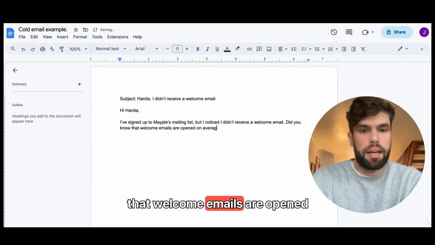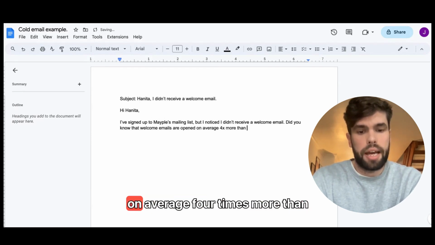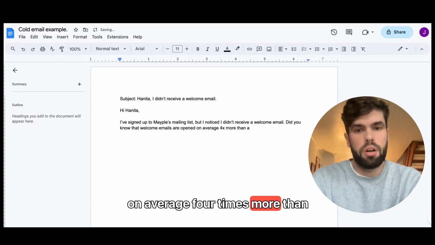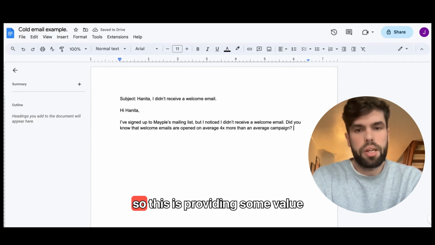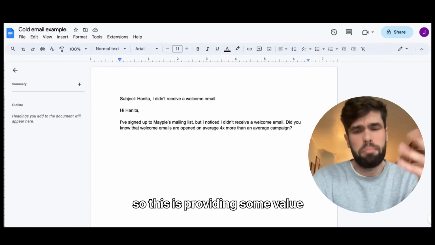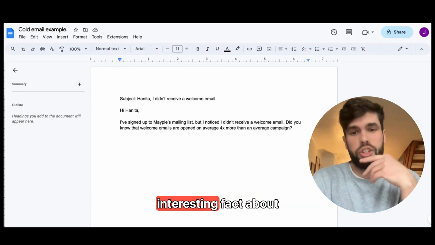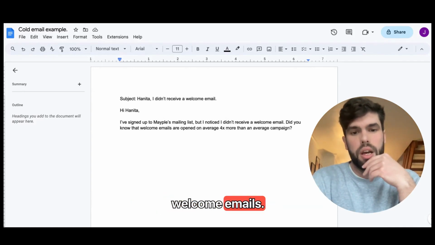did you know that welcome emails are opened on average 4 times more than an average campaign? So this is providing some value in that it's sharing an interesting fact about welcome emails.